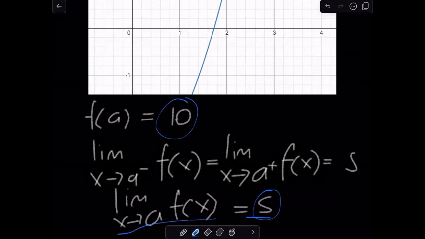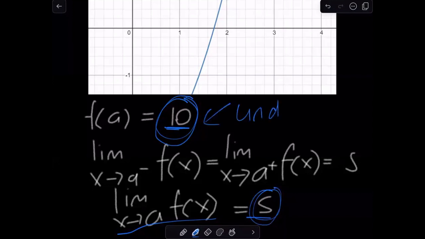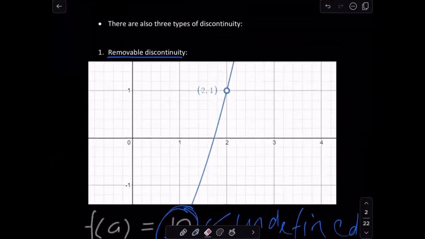So the full limit will exist in a removable discontinuity, but the full limit will not be equal to the function value at that point. Why? The function value at the point may be different from the full limit, or this may be undefined. Okay, so it may not be defined. So let's take a look at what this looks like on a graph. So here we have a removable discontinuity. I want you to take a look at x is equal to 2. That's where the discontinuity is situated.